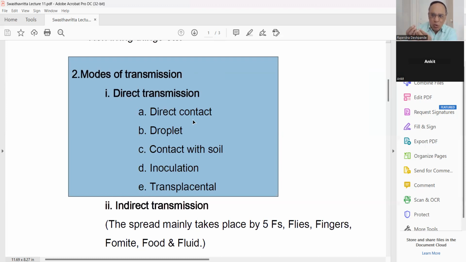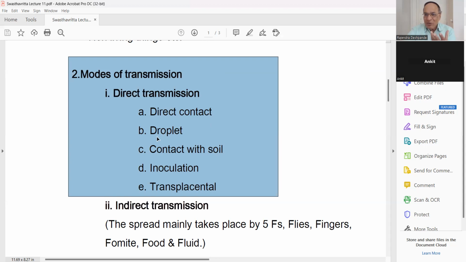Suppose the child goes to the school and his friend is having scabies. You know scabies, very unhygienic. And if he shakes hands, saying hello, how are you, then that scabies organism will enter into the healthy student, and he will also get scabies. Most of the time, scabies is a skin disease which spreads through the whole family. Are you getting it? So this is called direct contact.